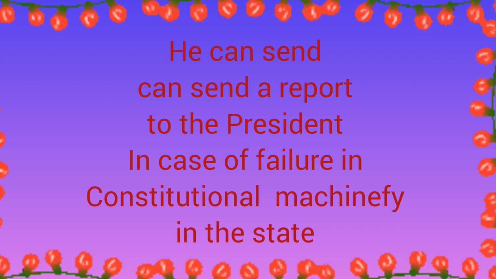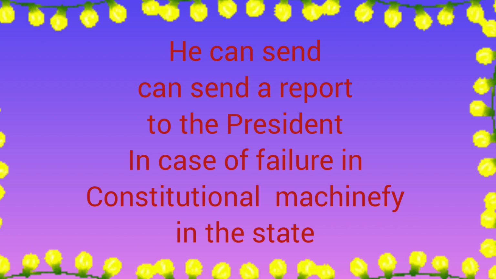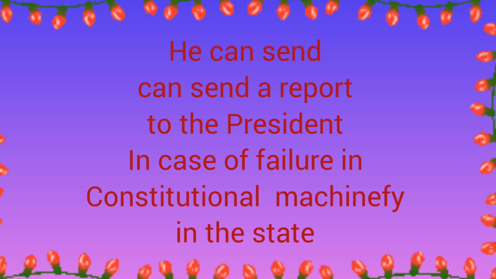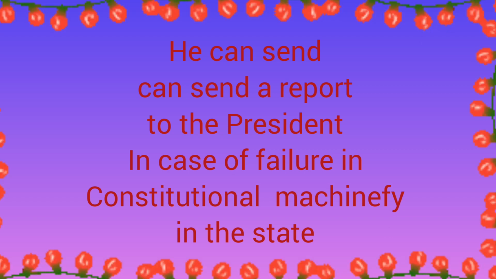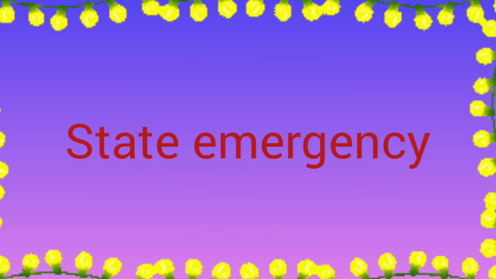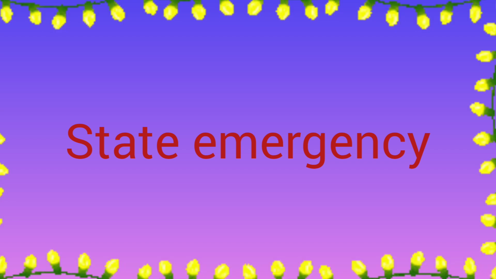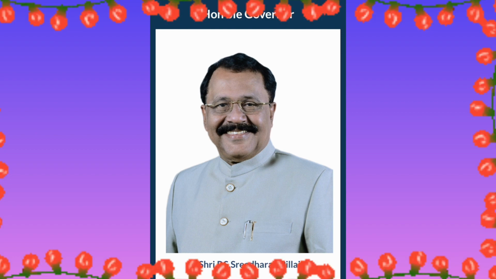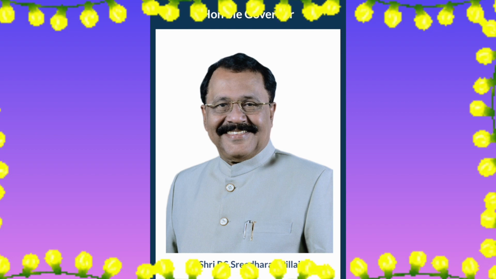That means if the government is going to fall or going to collapse, the governor can send a report to the president. And if there is a collapse of the government, then the president will apply president's rule in the state. Such a situation, when there is application of president's rule, is known as state emergency. During a state emergency, the governor of the state can exercise his powers independently.